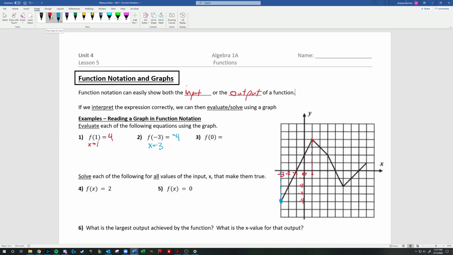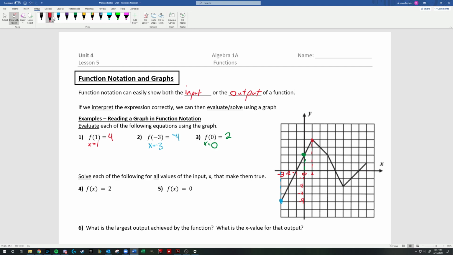How about f of 0? F of 0, this is in parentheses, so it is an x value. X equals 0 is right on the axis. We look up or down. There's our point. We went up 2 boxes. Our y coordinate is 2. Again, there's a relationship here. This input of 1 gets you an output of 4. This input of negative 3 gets you an output of negative 4. An input of 0 gets you an output of 2.